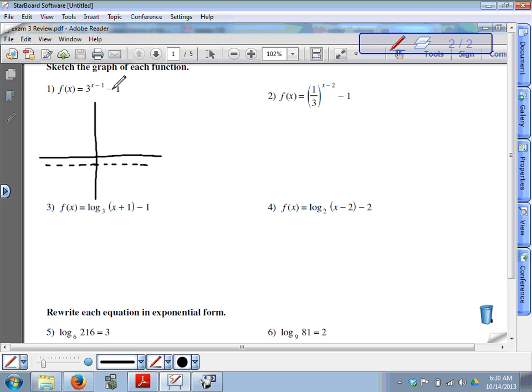The y-intercept can be found by letting x equal 0. Let x equal 0, we have 3 to the -1, which is 1/3. And we have to subtract 1 from that. And 1 is 3/3. 1/3 minus 3/3 is -2/3.